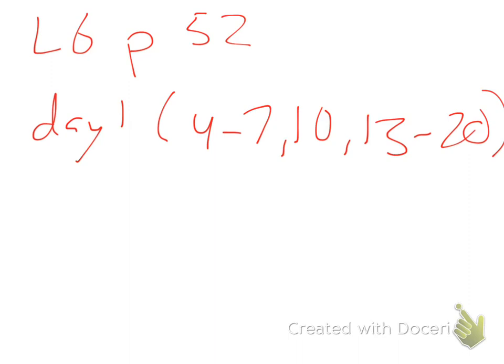Lesson 6, page 52. Day 1 is 4 through 7, 10, 13 through 20. 13 through 20 is like our quiz from lesson 5. You may want to start there. And then 4 through 7 and 10 highlight what we just did.